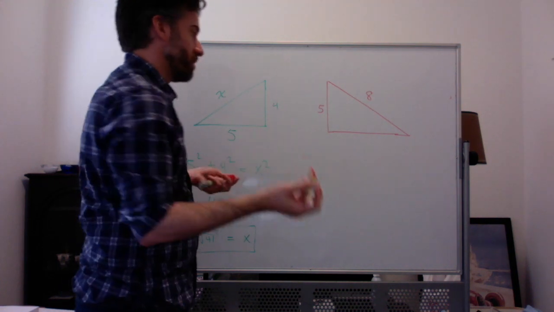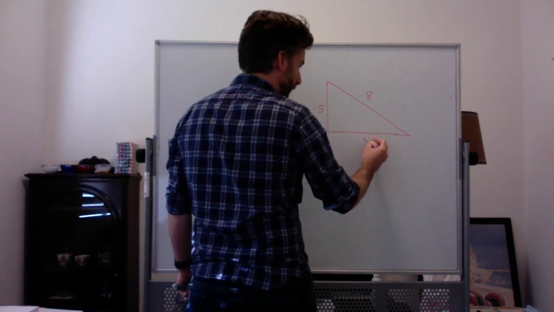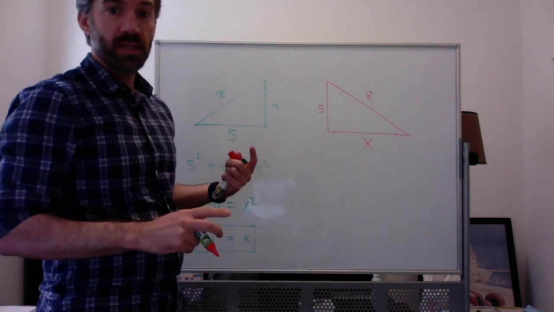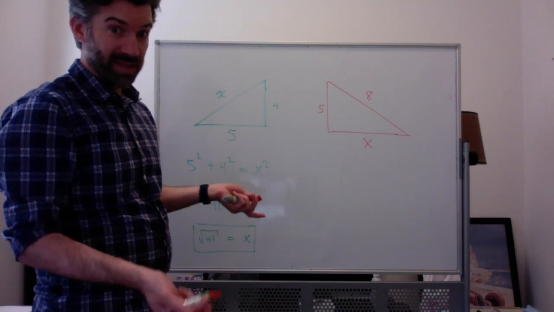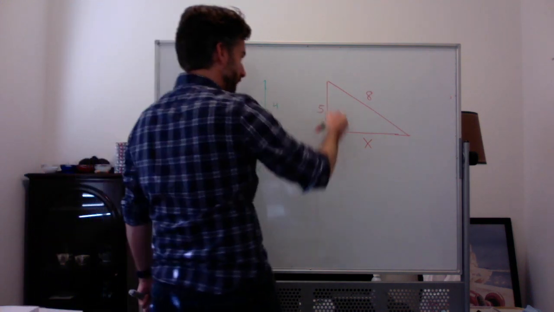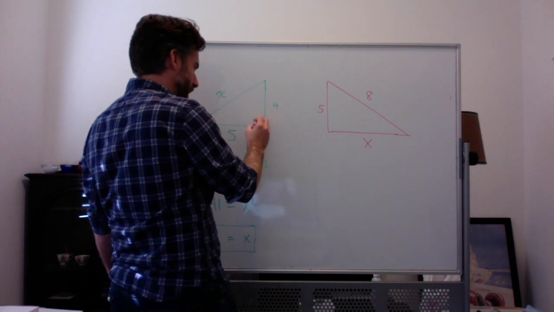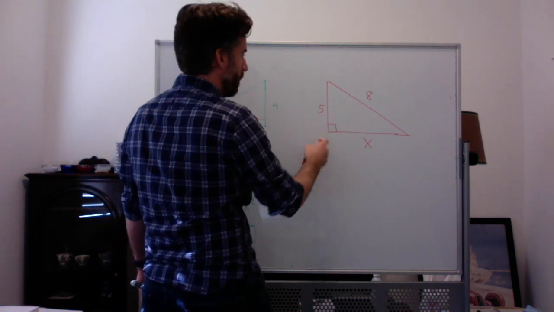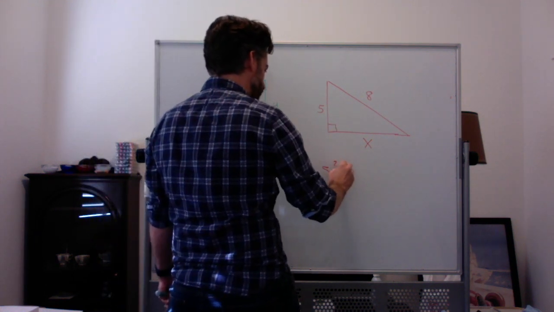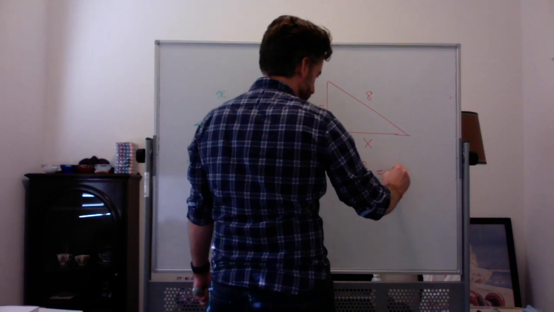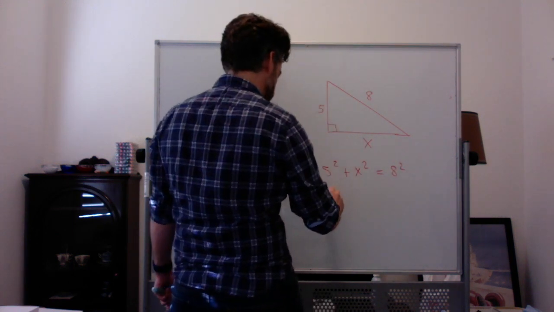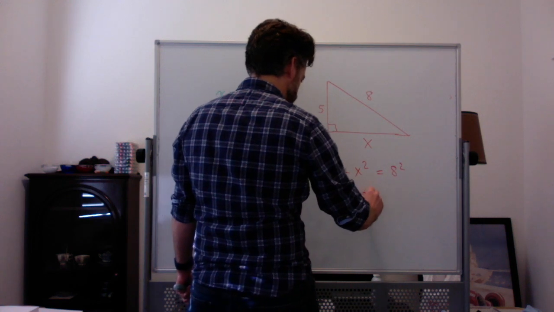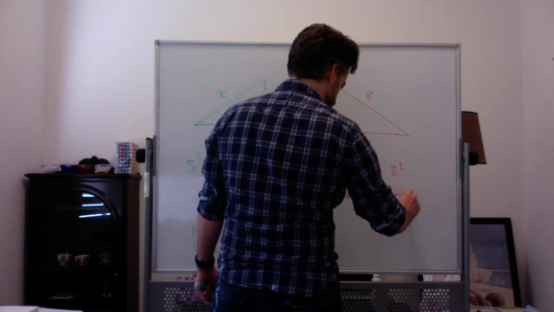Over here, we do the same thing. We call this missing side x. But now the difference is that the missing side is one of the legs, not the hypotenuse. So this is a right angle, this is a right angle. My equation here is going to be 5 squared plus x squared equals 8 squared. 5 squared is 25, x squared is x squared, 8 squared is 64.